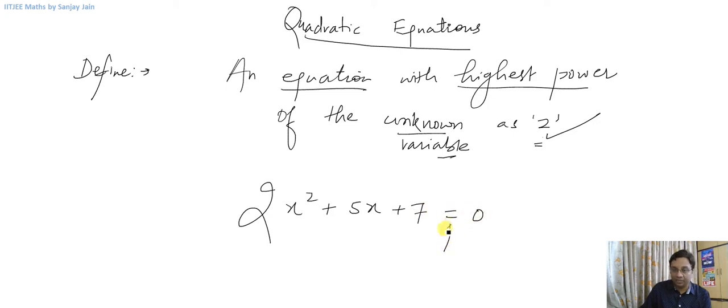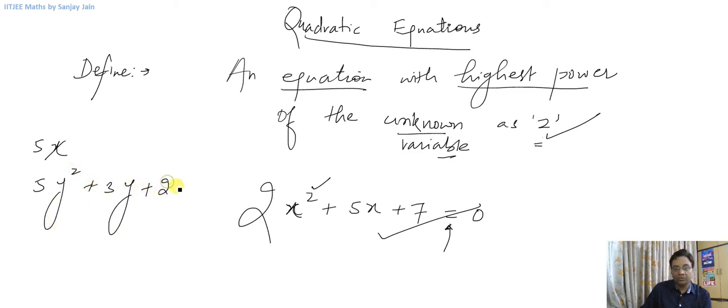Now this is an equation because there is an equality here, and highest power of the unknown, that is x in this case, is 2, right? So this is a quadratic equation. And you can write another example, let us say 5. You can replace x with anything else also. Let us write 5y square plus 3y plus 2 equals 0. This is another quadratic equation in y. In this case, the unknown is y, right? And the highest power of y in this case is 2. And it is an equation because this involves an equality in it.